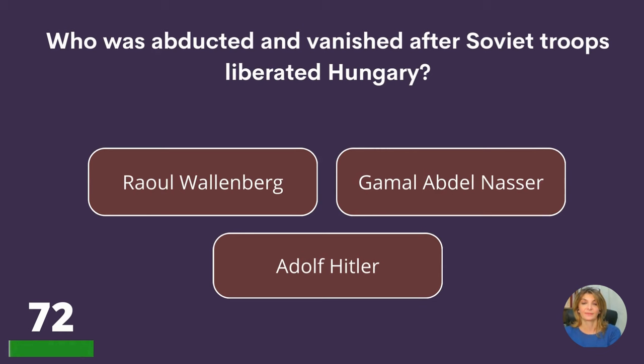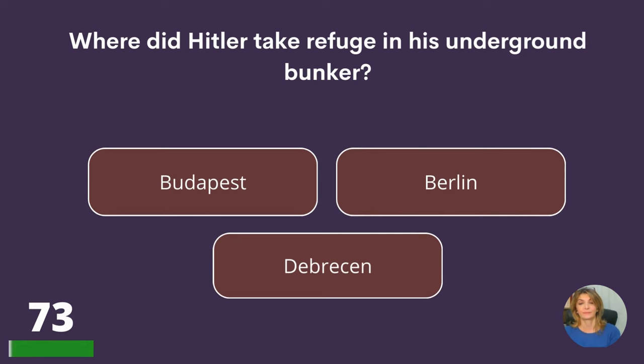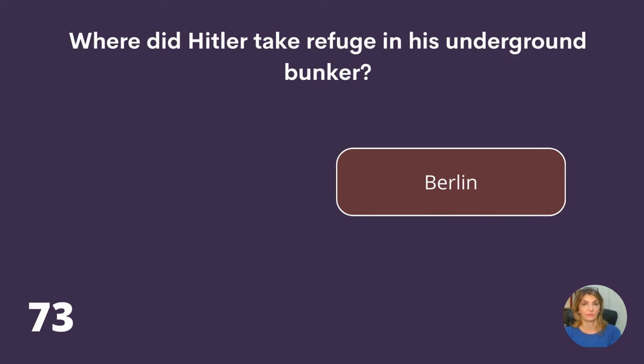Who was abducted and vanished after Soviet troops liberated Hungary? Raoul Wallenberg, Gamal Abdel Nasser, or Adolf Hitler? Raoul Wallenberg. Where did Hitler take refuge in his underground bunker? Budapest, Berlin, or Debrecen? Berlin.